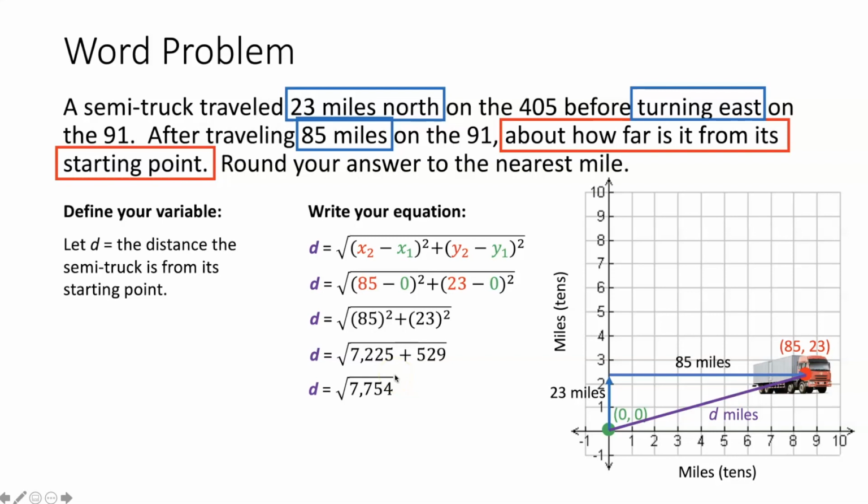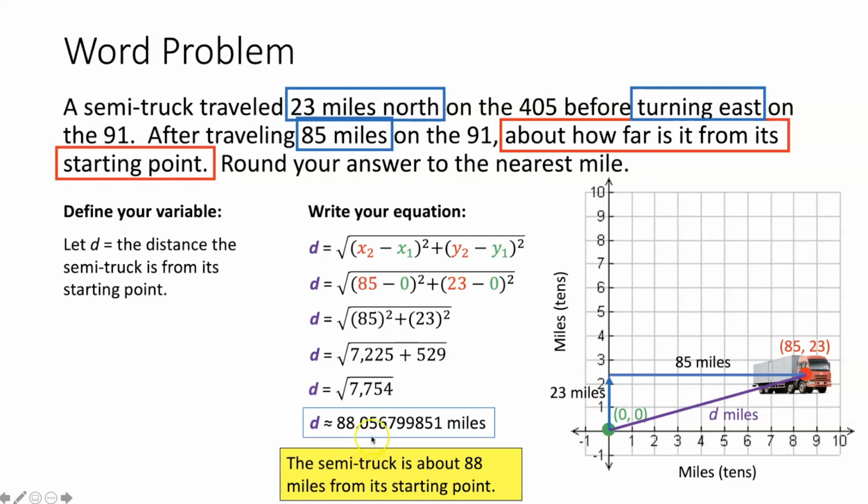No, we can't. That's not a perfect square. But since in our answer, it says round your answer to the nearest mile, we do not have to put it in simplest radical form, which is kind of nice. If it says round to the nearest mile, we could just plug this in our calculator and then round to the nearest whole number. So let's do that. If we plug this in our calculator, we get approximately 88.056799851 miles, which, if we round to the nearest mile, is the nearest whole number. Since it's 0.0, this just rounds to 88 miles. So the semi-truck is approximately 88 miles from its starting point. Remember, since it's a word problem, you need to answer in a sentence. And you're done.